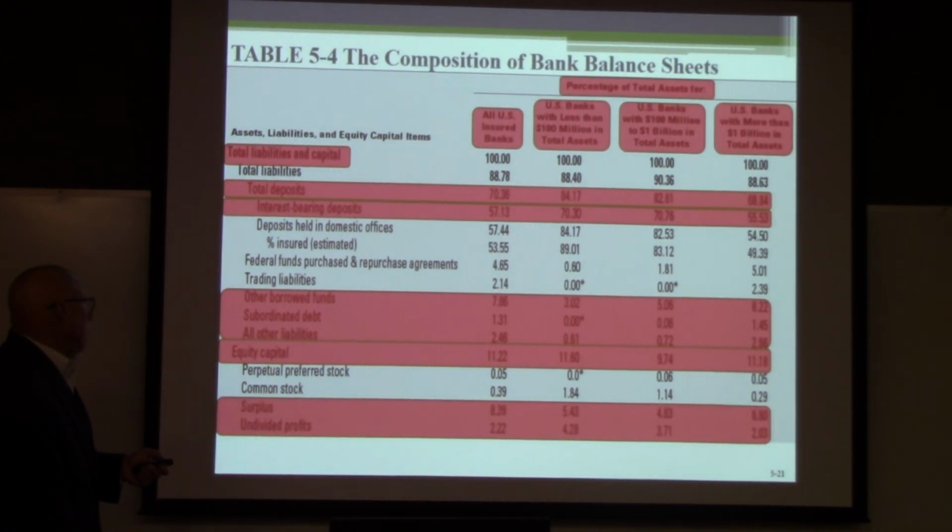And you can see that most of that equity capital is your retained earnings. Your retained earnings. Surplus and undivided profits. Those go back to the old English days. That's retained earnings. So most of the equity capital comes from retained earnings. So the biggies, once again, deposits, and most of those deposits are interest-bearing. Okay? The vast majority is in deposits, and then you have your retained earnings.